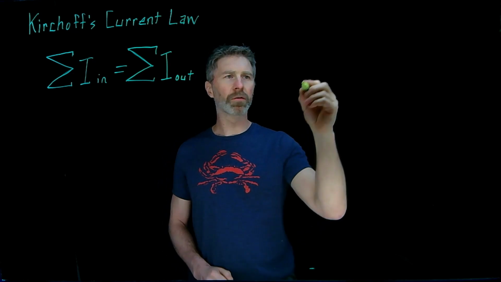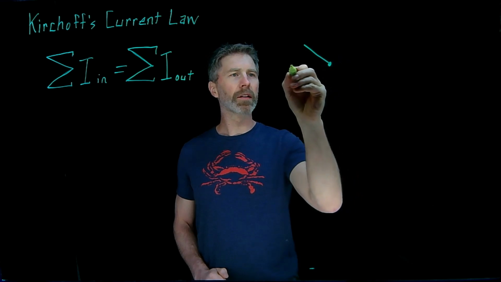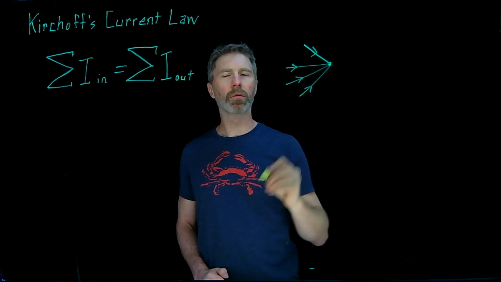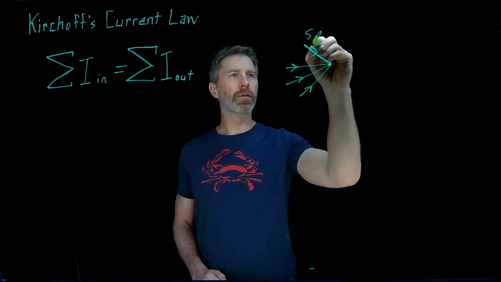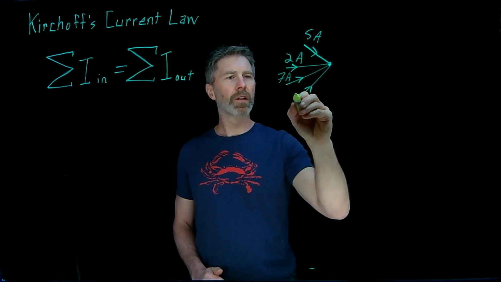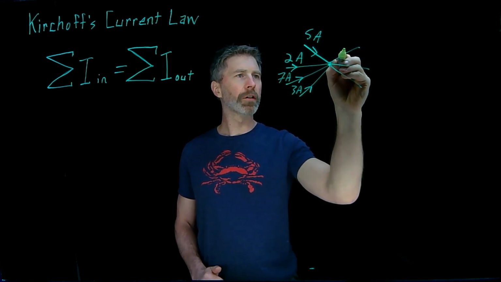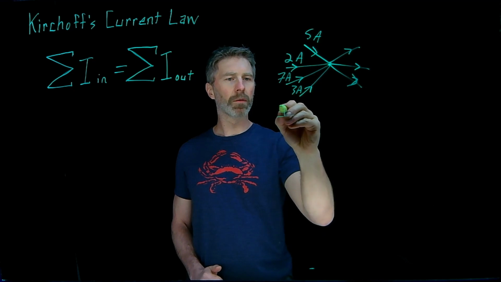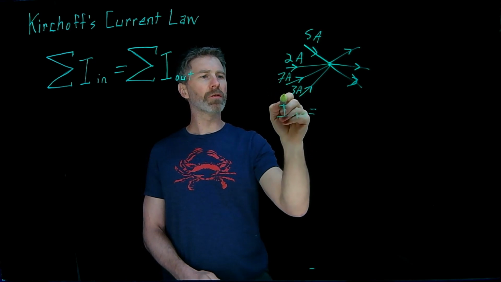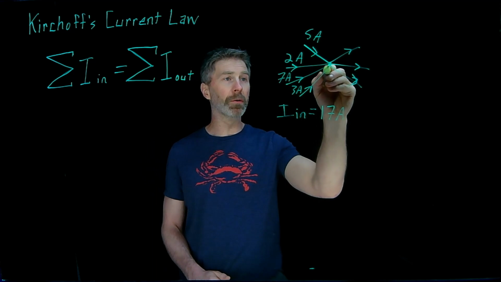Now I'm going to throw a little curveball at you with this application of Kirchoff's current law. Again, let's say we've got this node here with 4 branches coming in with currents going into the node. And let's say we've got 5 amps and 2 amps and 7 amps and 3 amps. And then over here we've got 3 currents coming out. Well, let's take a look at the current in first. The current in is 5 plus 2 is 7, plus 7 is 14, plus 3, we've got 17 amps going into the node.